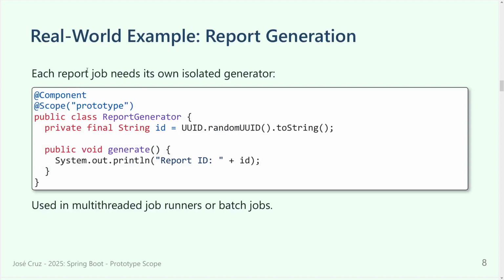Okay, let's see some real world examples. Imagine you want to generate a report, and each report job needs its own isolated generator. Imagine that we have a random GUID, or universal identification, and all other data, and it's a good use for a prototype, meaning that you have a request, you want to generate a specific report, with specific parameters, with a very specific ID for a specific customer, for a specific set of data, and that's a good point for the prototype.